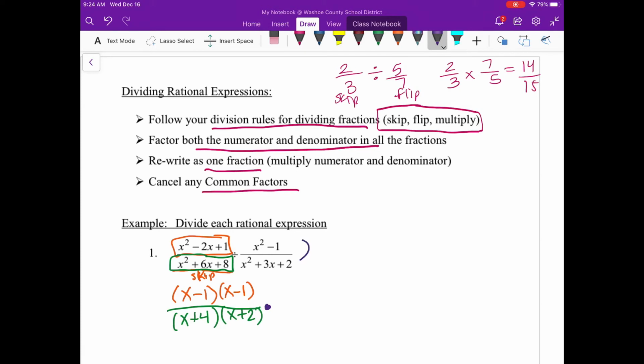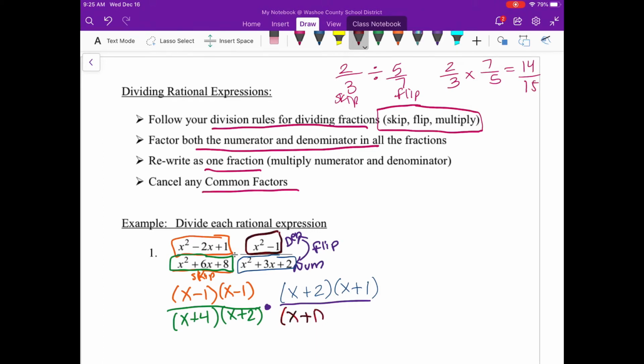I know that this is going to turn into a multiplication problem. And then I'm going to have to flip this second fraction. Flipping means that this is going to become the new denominator, and this is going to become your new numerator. So my new numerator factors out to x plus 2, x plus 1. And my new denominator, difference of squares, is x plus 1, x minus 1.